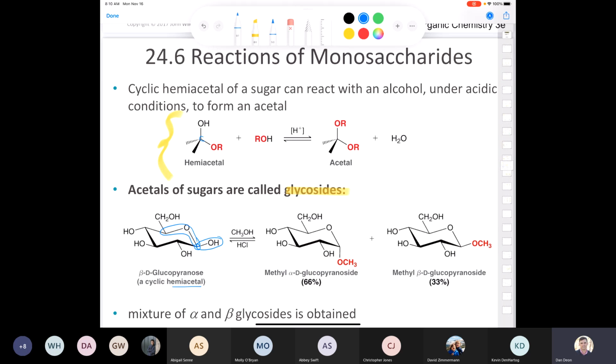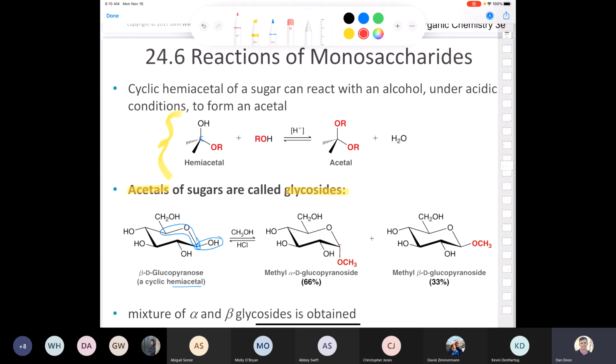And you can see here that when the methoxy group is pointing down, that would be the alpha methyl, or the methyl alpha-D-glucopyranoside. And when the methoxy group is pointing up, that's the beta anomer. Okay, so we have a mixture of anomers. And again, those are called glycosides. And a glycoside is an acetal, right? Don't lose sight of that. A glycoside is an acetal.